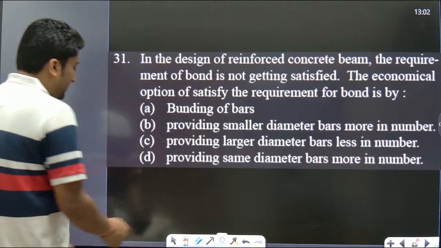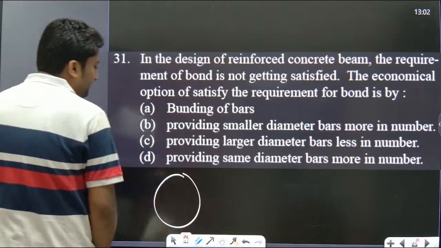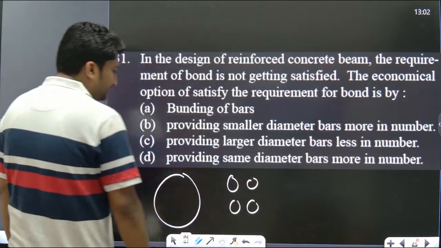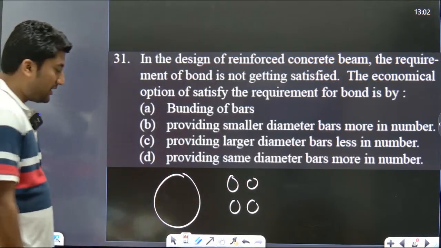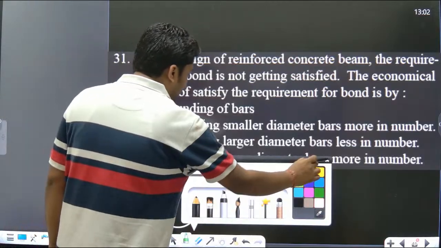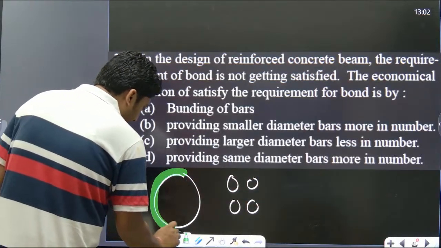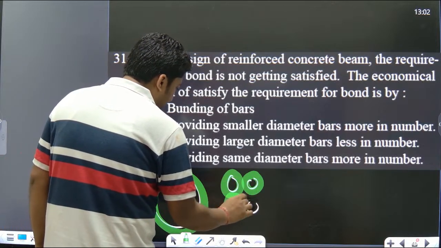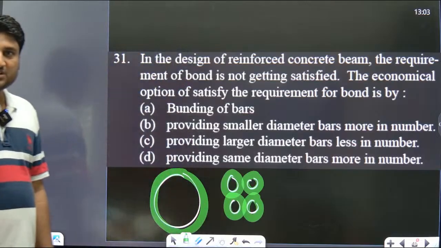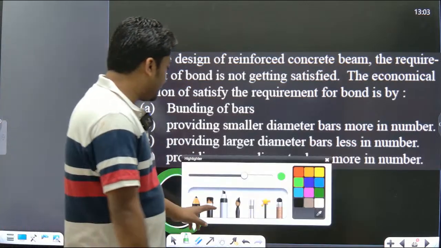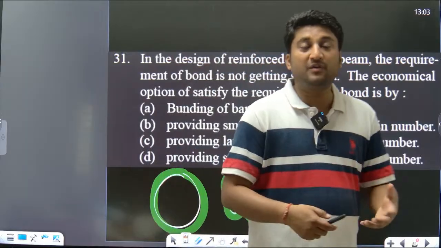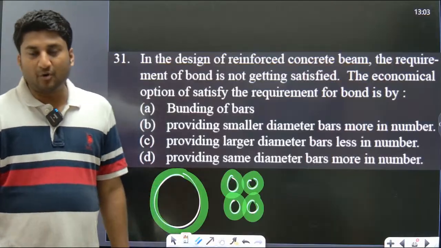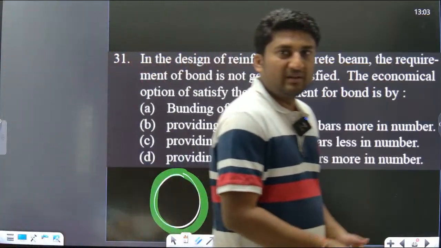I give you the hint. There is a football, and you converted this football into 4 tennis balls, into 4 smaller balls. So you can see the logic behind is that the surface area was this much, this green one. Now the surface area has increased. So smaller the diameter, more is the surface area. If more is the surface area, more is the contact of the concrete and the steel. Hence, more will be the bond strength. Yes or no? More will be the bond strength.